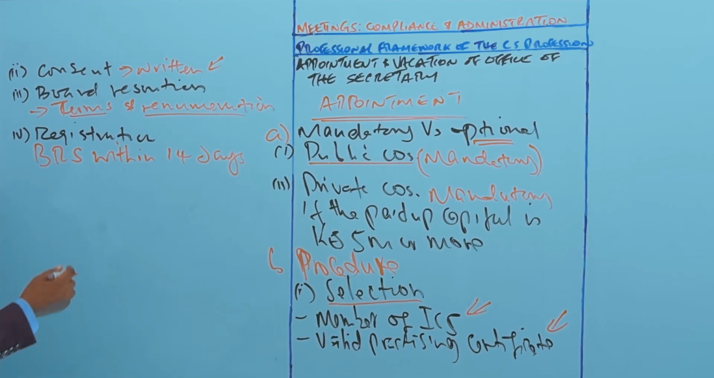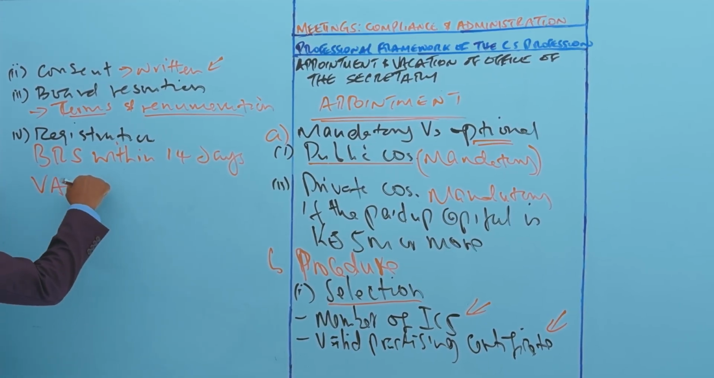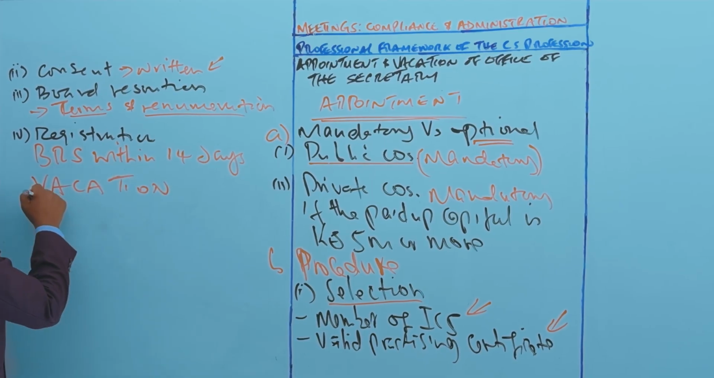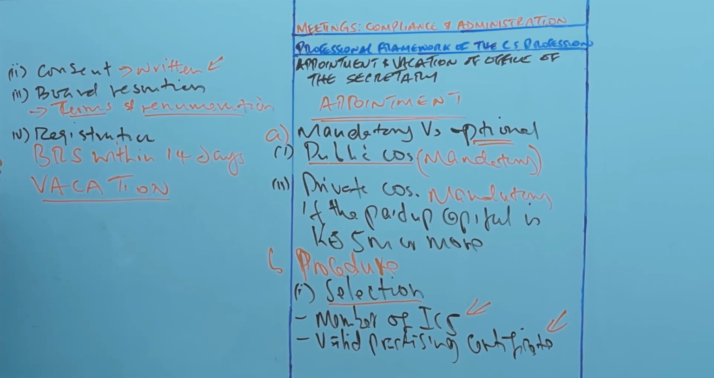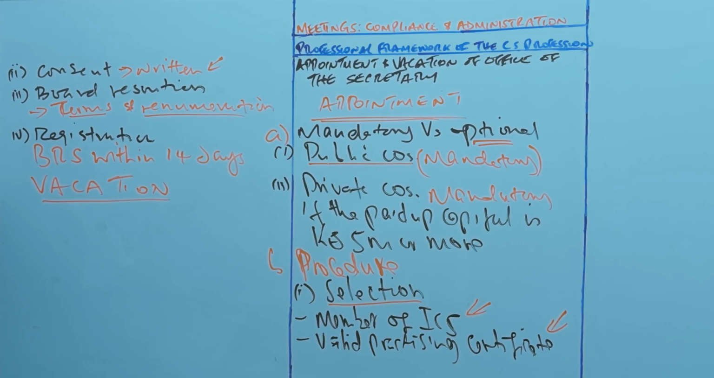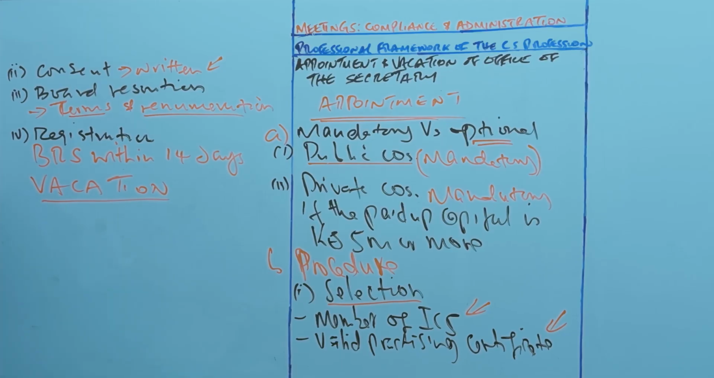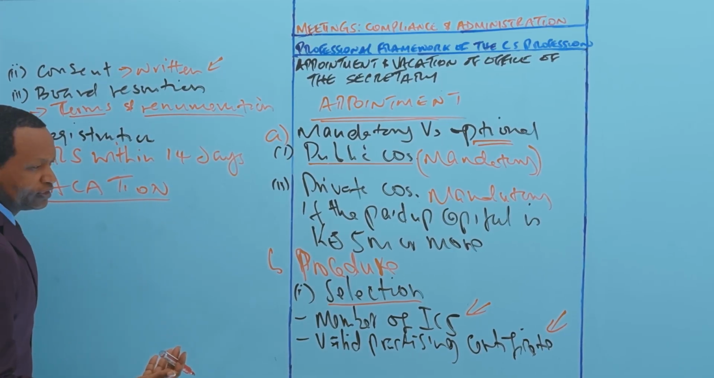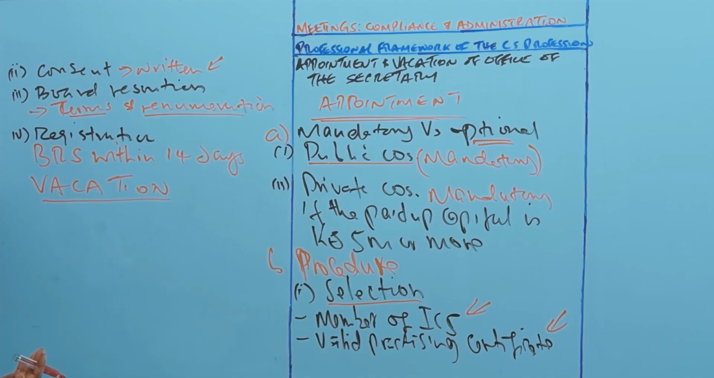Now let's move to vacation of office. If a company secretary is appointed, then the company secretary may also be sent away or may leave office or cease to act as a company secretary. Vacation means cessation. Vacation of office refers to the circumstances under which a secretary stops serving the company. And this can be voluntary, it could be involuntary, or it could be by an operation of law.